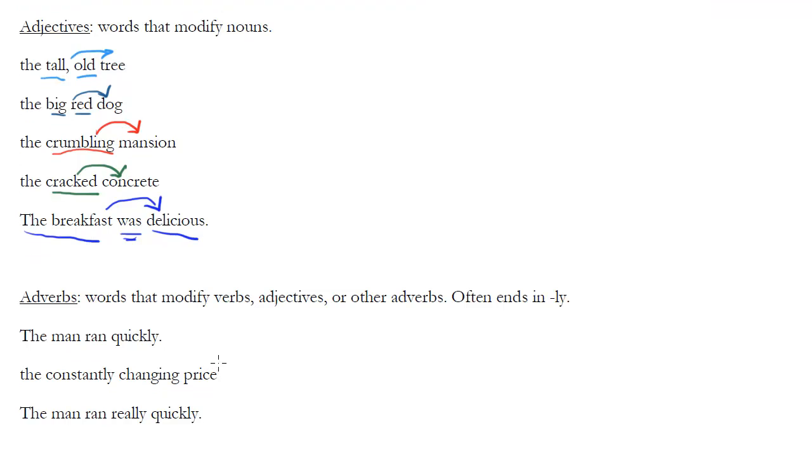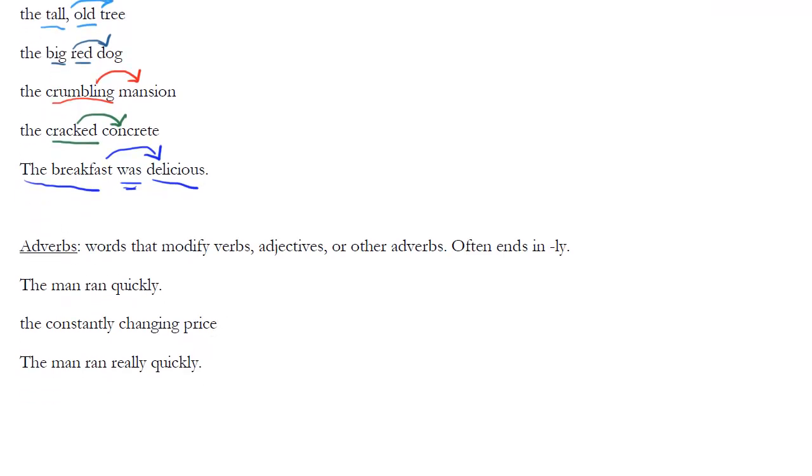So adjectives are words that modify nouns, whereas adverbs are words that modify verbs, adjectives, or even other adverbs, and they often end in ly, and that's going to be the main thing you're going to look for when you're looking at these questions on the SAT. So some examples. The man ran quickly. So quickly is our adverb. It's modifying ran. It tells us how fast the man ran, right? He ran quickly. Or how the man ran, he ran quickly.